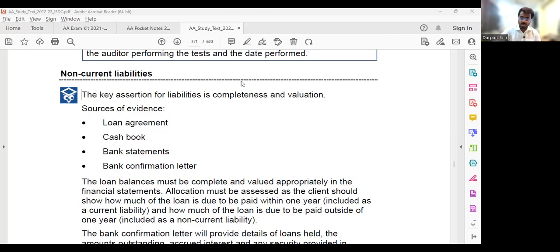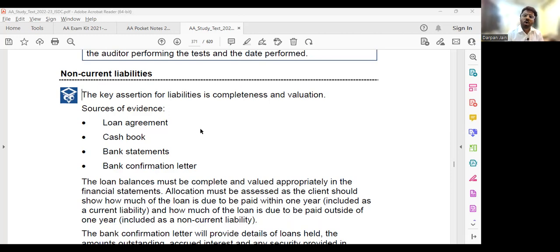Okay. Now, for a non-current loan, what are the different sources of evidence? There will be a loan agreement, right? The loan that you've taken from the bank, you'll have an agreement with that banker.